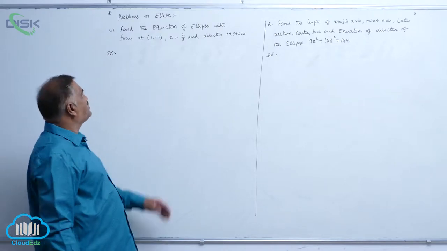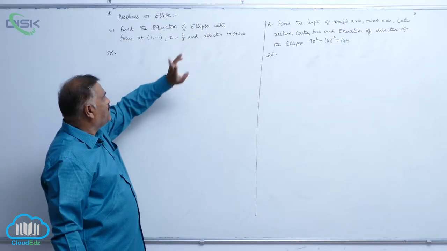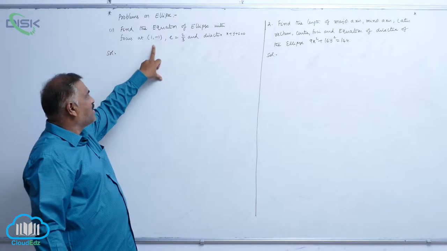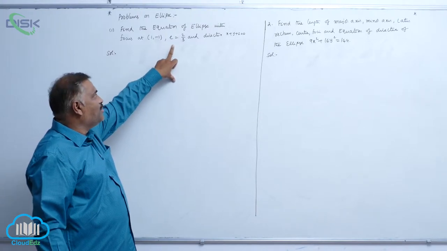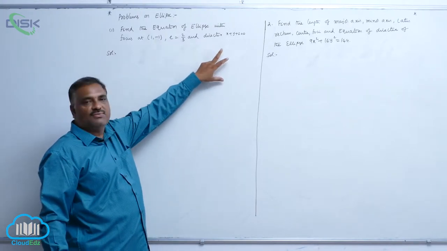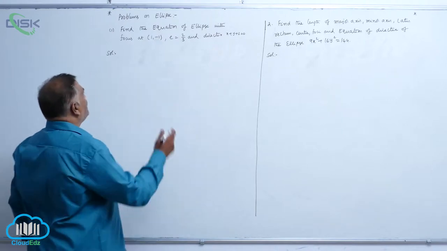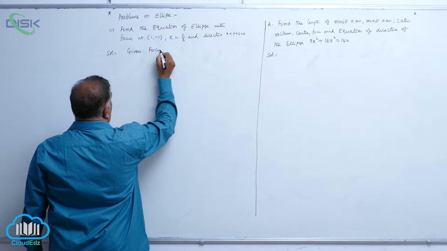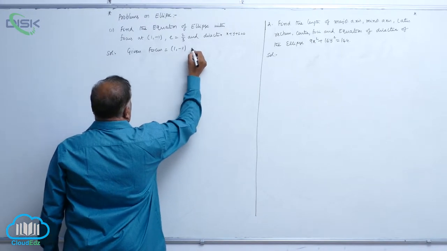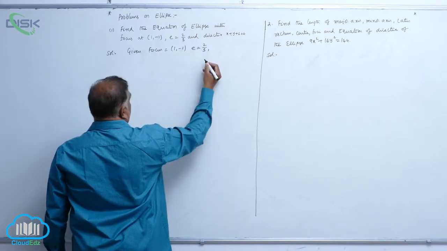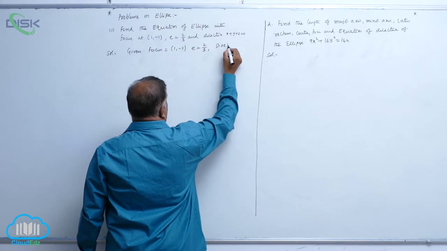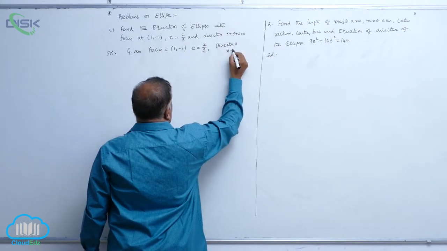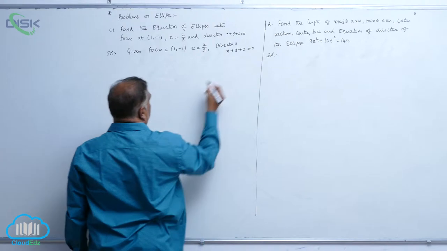Problems on ellipse. Find the equation of the ellipse with focus at (1, -1), e = 2/3, and directrix x + y + 2 = 0. So the given focus is (1, -1), e is equal to 2/3, and the directrix is given by x + y + 2 = 0.